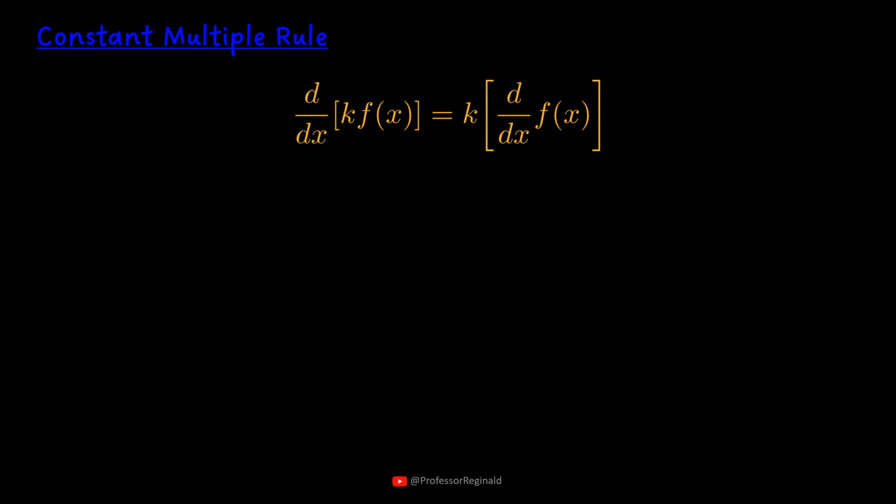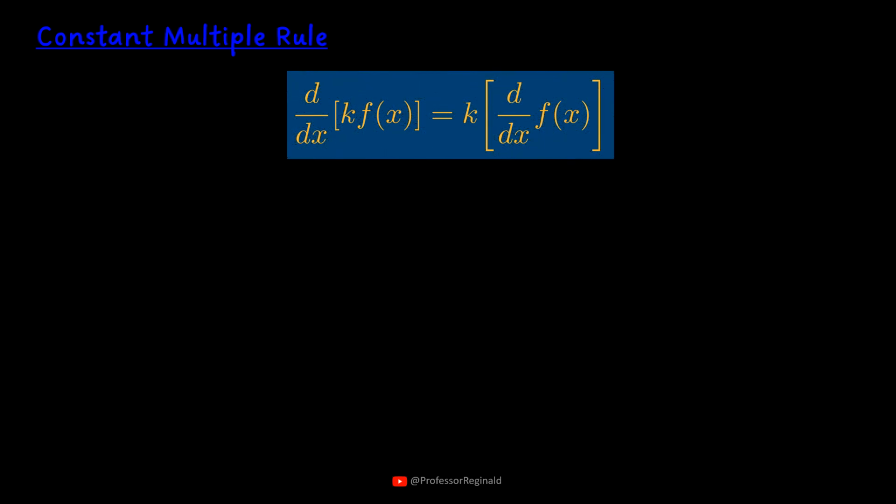Constant multiple rule. The derivative with respect to x of a constant k multiplied by a function f of x is equal to k multiplied by the derivative of f of x with respect to x. That is, a constant multiplier can be taken outside a differentiation. The following are commonly used derivatives based on this rule.